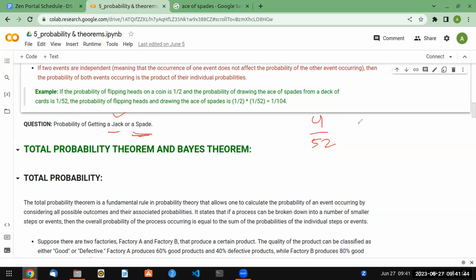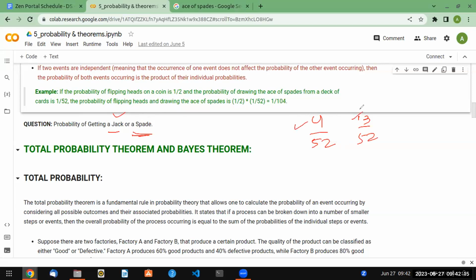13, 13, 13, right? So 13 by 52. This is the probability of getting a jack, and this is the probability of getting a spade. Now you are calculating something here twice. What is that? The jack is also present in spade, isn't it? So we are calculating that particular probability of the jack of spade twice, here also, isn't it?